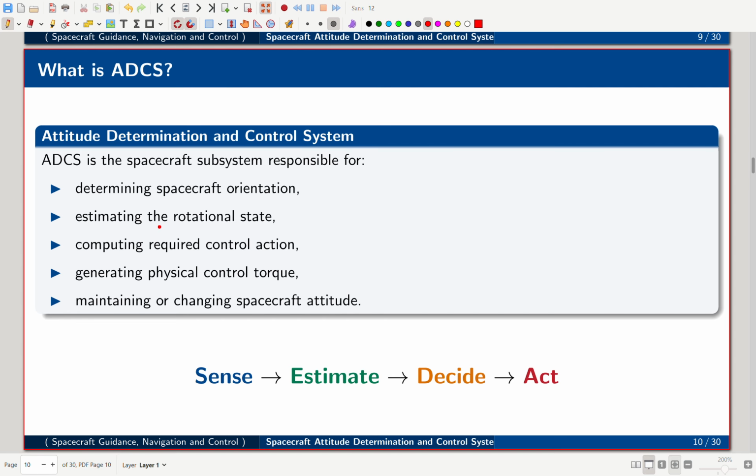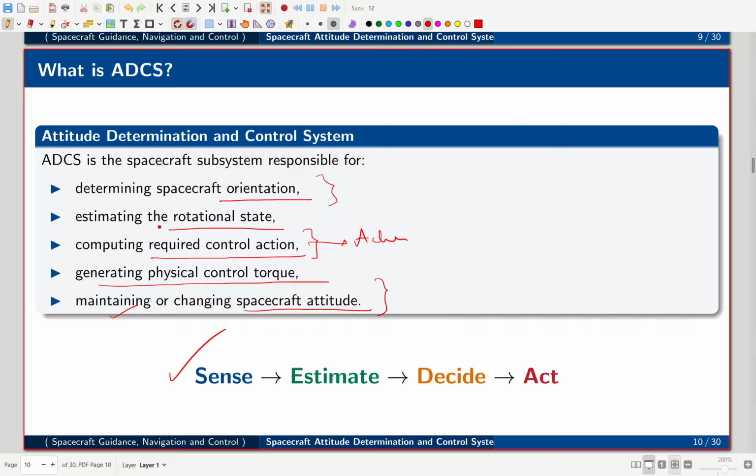So ADCS is a spacecraft system responsible for determining the spacecraft orientation and estimating the rotational states, and computing the required control action. So here actuators are involved, right? We will discuss later what the means are to provide this, and generating physical control torque, and maintaining or changing the spacecraft attitude. This is very important. We have to maintain it or we are changing it.